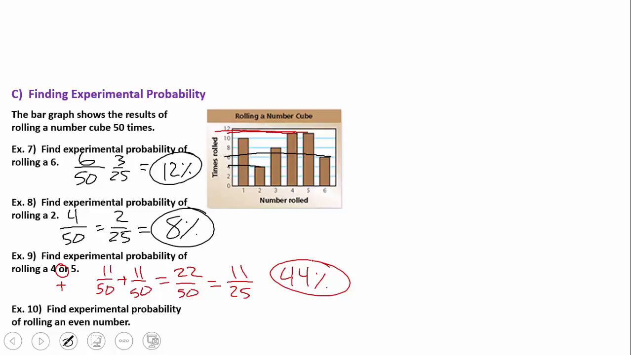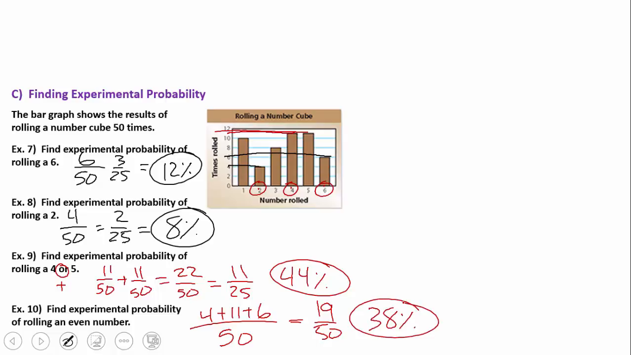Number 10, find the experimental probability of rolling an even number. So now again, we want even numbers. So guess what we're going to do? We're going to add, because that's like saying a 2 or a 4 or a 6. And I'm going to put them all out of 50. And this time I'm going to add them on the top. So I have 4 and 11 and 4... and 6, and that's 19 out of 50. Which again is difficult to understand, but if you turn it into a percent, you would say it's 38%.